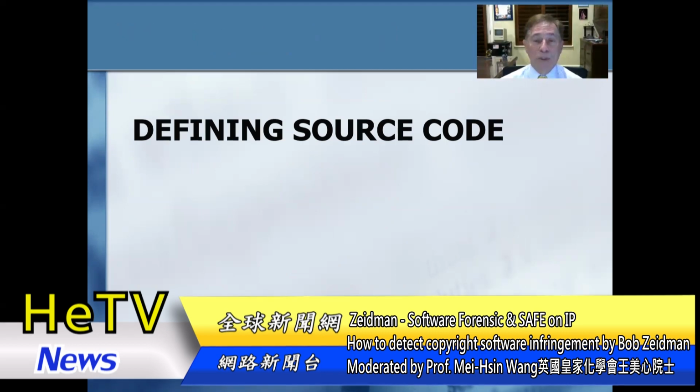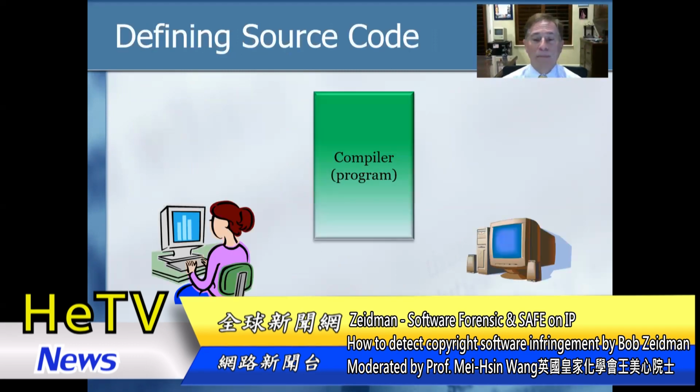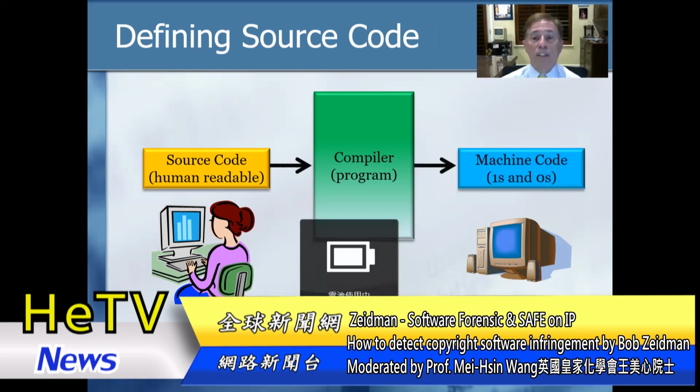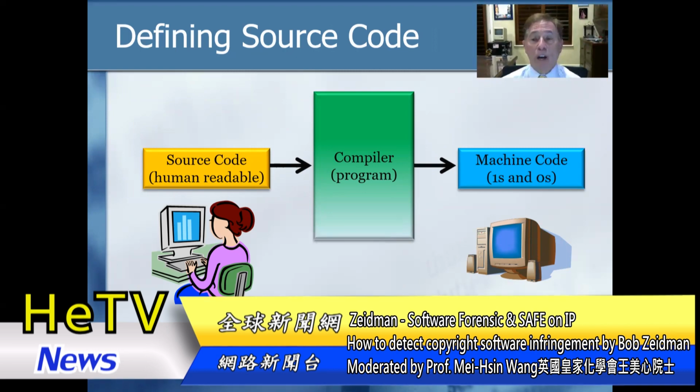Now let's discuss source code and define it in such a way that we can detect when it's been copied. First, what is source code? So source code is the human readable code that's written by a programmer. It's typically put into a compiler program, and that compiler program turns it into ones and zeros, which is called machine code or object code or executable code that the computer executes to perform a function.